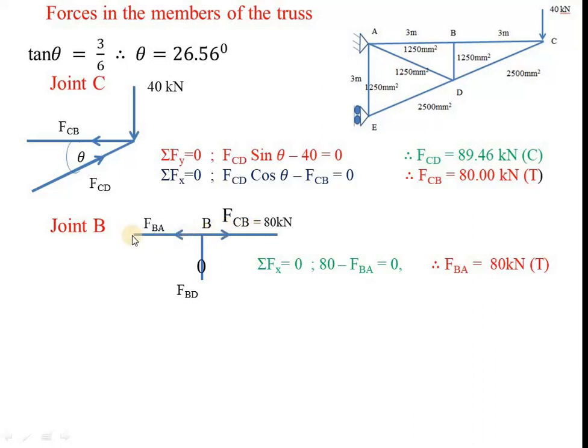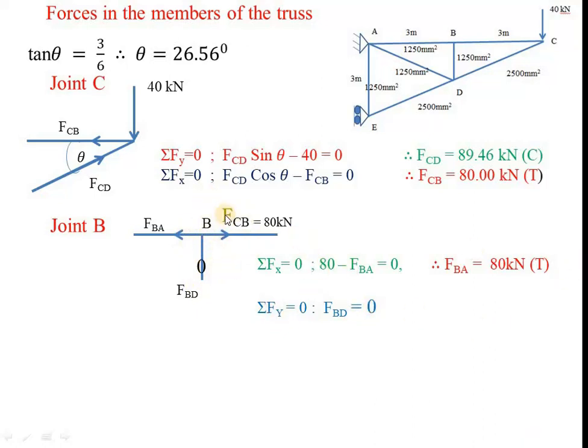So this is FBA minus FCB plus 80, so FBA equals 80 kilonewton. If you write sigma Fy equals 0, this is the only force acting in the vertical direction. So directly FBD equals 0, because there is no other force in the vertical direction.